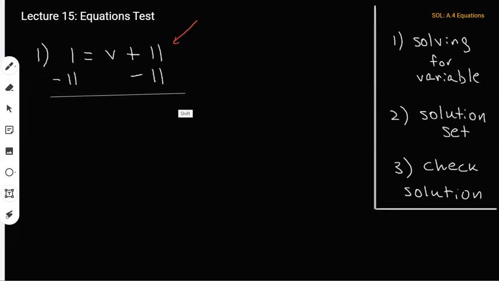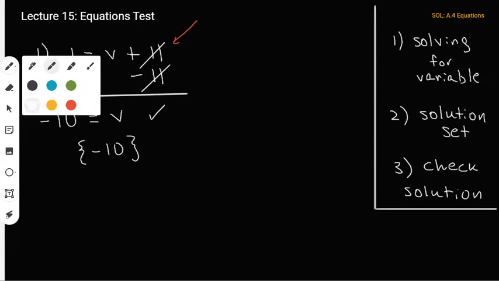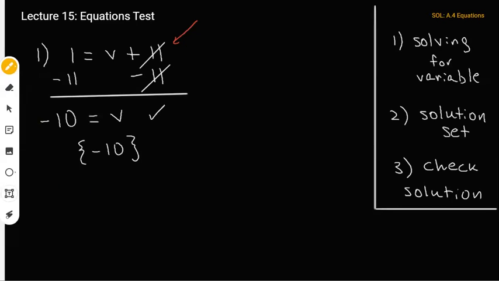What that's going to do is cancel out the 11 on the right side, so these are going to get crossed out. Now v is the only thing on the right side. And then on the left side, I have 1 minus 11, and that's going to give me negative 10. That's going to be my answer. So now that I've got my answer, I put it inside of a solution set. And then the last thing I'm going to do is check it to make sure that it works.